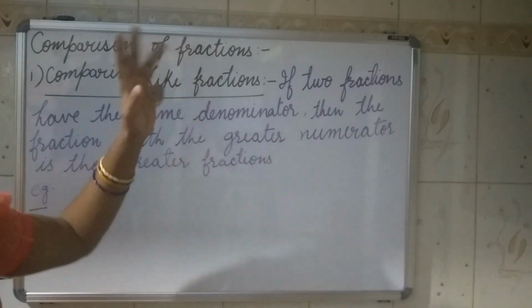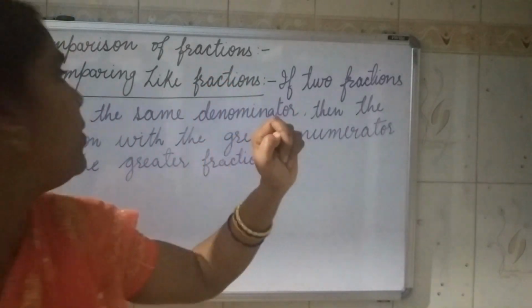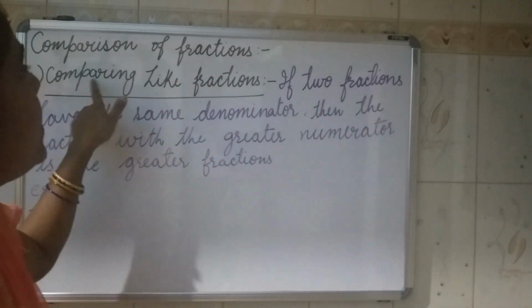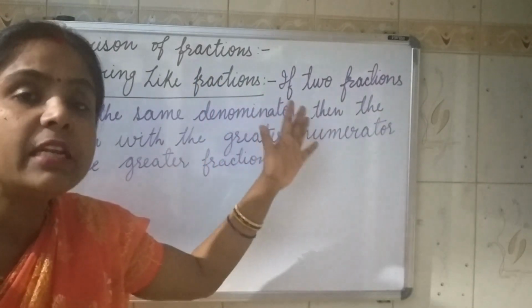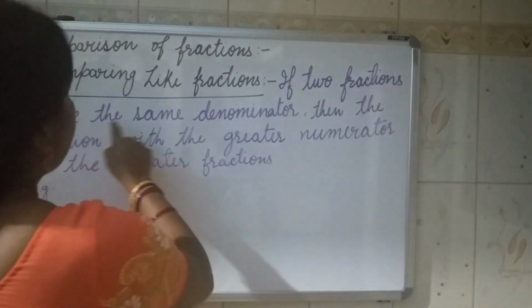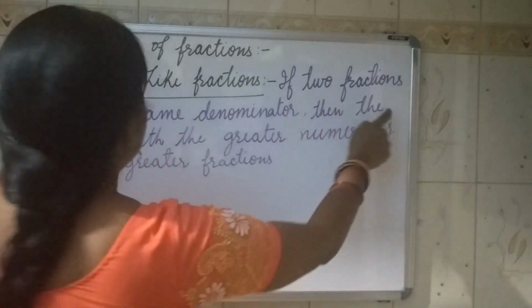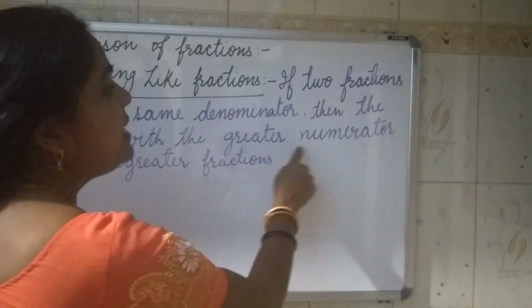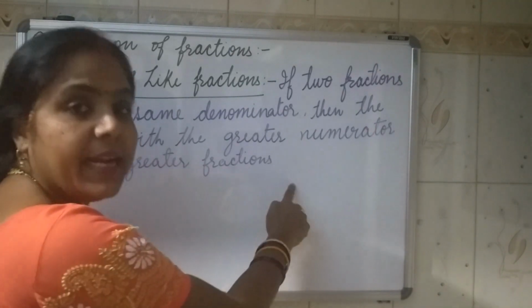Comparison of fraction, I am going to explain you 3 points. First one, comparing like fraction. Like fraction means when denominators are same. So if two fractions have the same denominator, then the fraction with the greater numerator is the greater fraction.